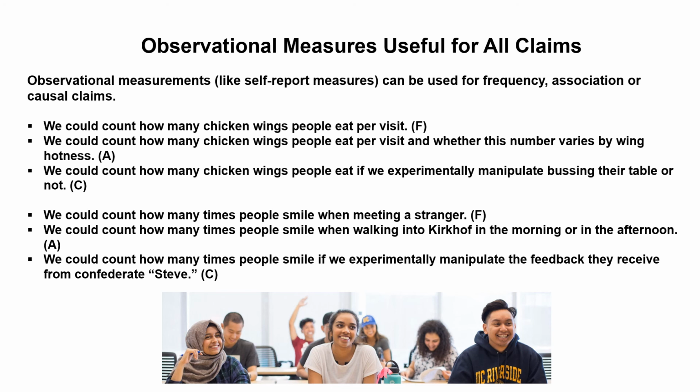We could count how many times people smile when meeting a stranger. We could count how many times people smile when walking into a building in the morning or the afternoon. We could count how many times people smile if we experimentally manipulate the feedback they receive from a confederate. Again, now we've got a frequency claim, an association claim, a causal claim. We can do all of these with observational.